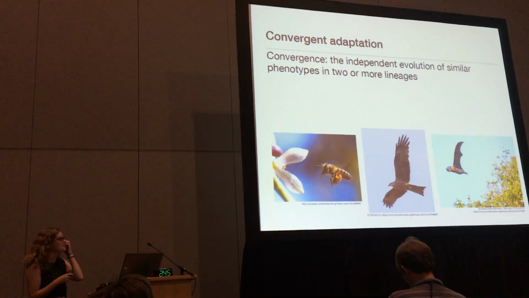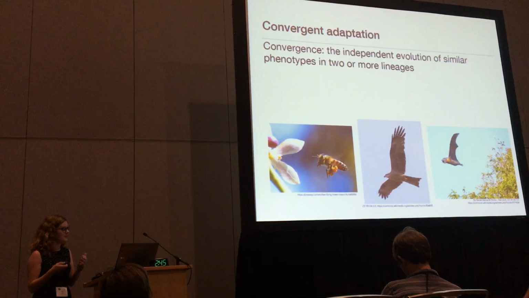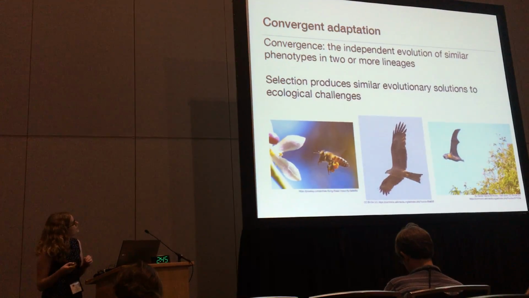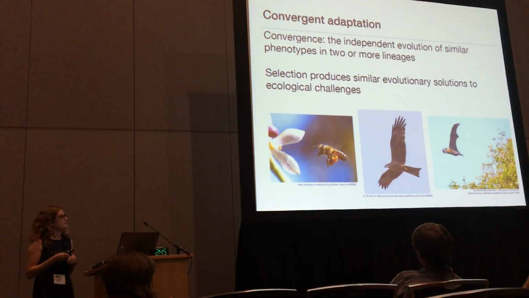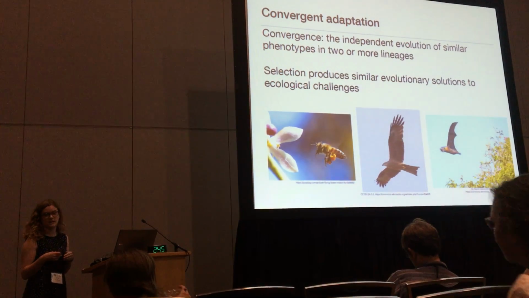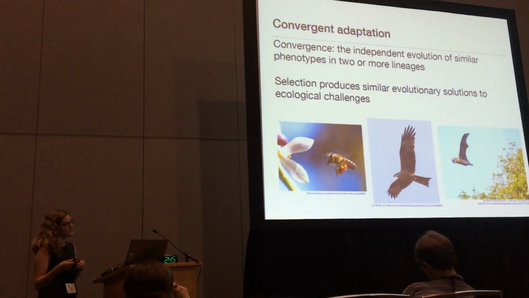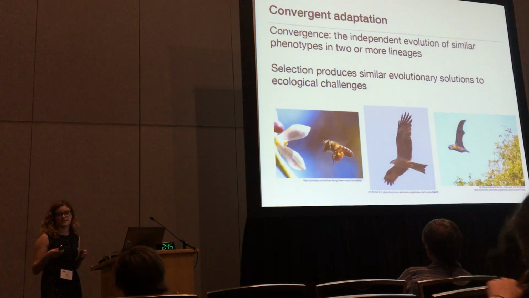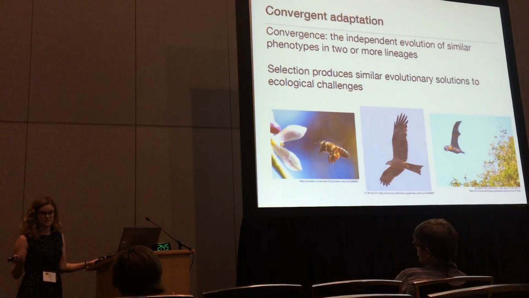As evolutionary biologists, we are fascinated by convergence, the independent evolution of similar phenotypes in two or more lineages. Convergent adaptation demonstrates the impressive ability of selection to repeatedly shape phenotypes in response to ecological challenges. It can also be used as a tool to study adaptation, as we get to see the process happen multiple times independently.